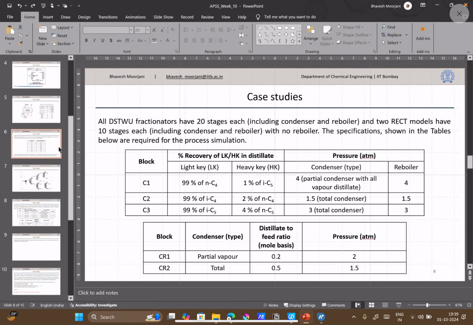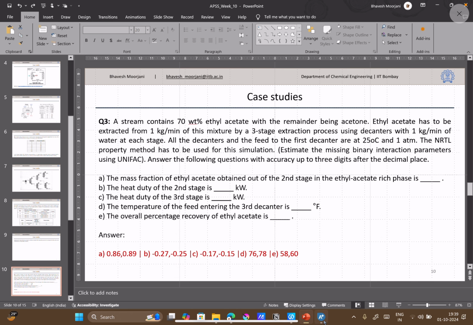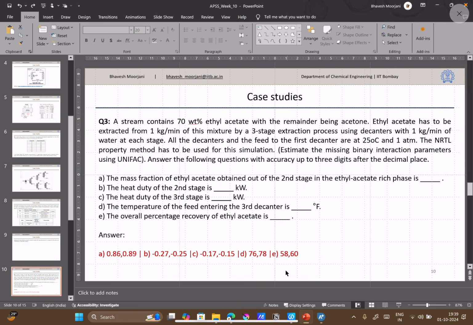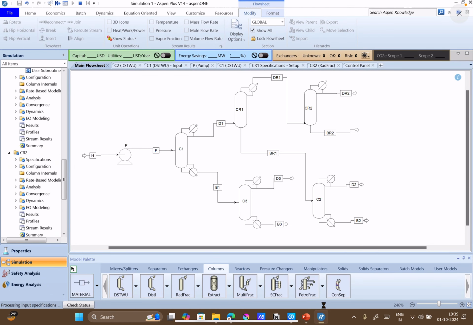Is anything else asked here? No. We have to just simulate the separation process to compute the flow rate and composition of all product streams. That's it. Nothing specific has been asked. Let it load. Meanwhile, we can start discussing the idea of the third question. Once this is completed, we can discuss the result.